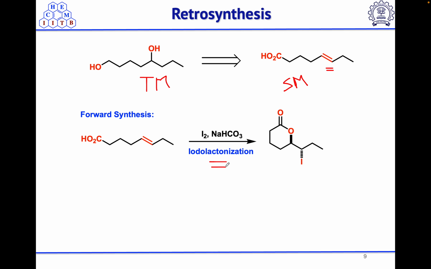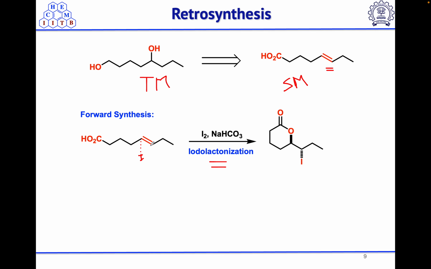So in this iodolactonization, basically a lactone will form and iodine will be incorporated. Basically, if you have this olefin, then first in iodine and sodium bicarbonate conditions you will have this bridged iodonium ion, right?